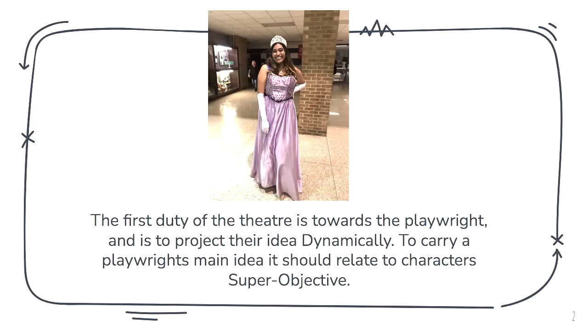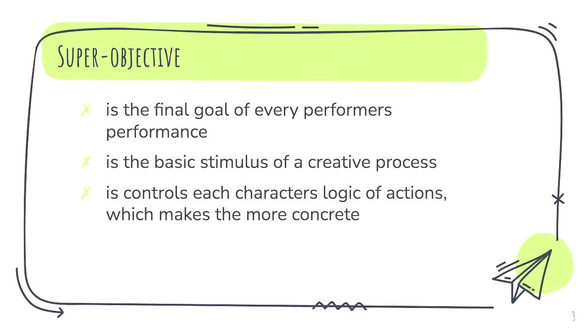So as a performer, and doing theater in general, our first duty is to what the playwright wants. So we've got to know what they want, and for us to project that idea on stage dynamically through our individual acting performances and our group's performances as a whole through what is known as the SuperObjective. So the SuperObjective is the final goal of every performer's performance.